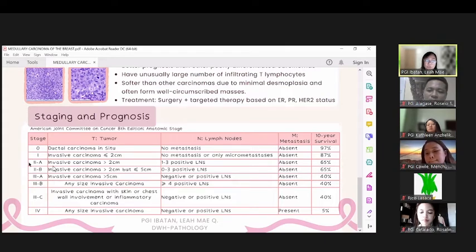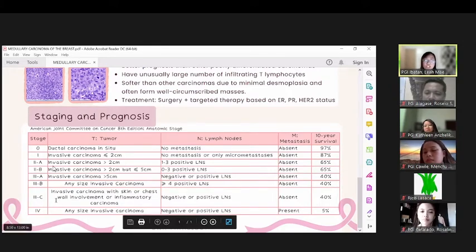We have stage 2, composed of A and B. For 2A, greater than 2 centimeters with 1 to 3 positive lymph nodes. 2B, greater than 2 but less than or equal to 5, and there are 0 to 3 positive lymph nodes. For stage 3, we have A, B, and C. 3A is invasive carcinoma greater than 5 with positive or negative lymph nodes. For 3B, if there are greater than or equal to 4 positive lymph nodes, no matter how large the carcinoma, it's considered 3B. For 3C, invasive carcinoma with skin or chest wall involvement, or inflammatory carcinoma with or without lymph node involvement. And as we know, stage 4, whatever the size, with or without lymph nodes, but with metastasis, is already considered stage 4.